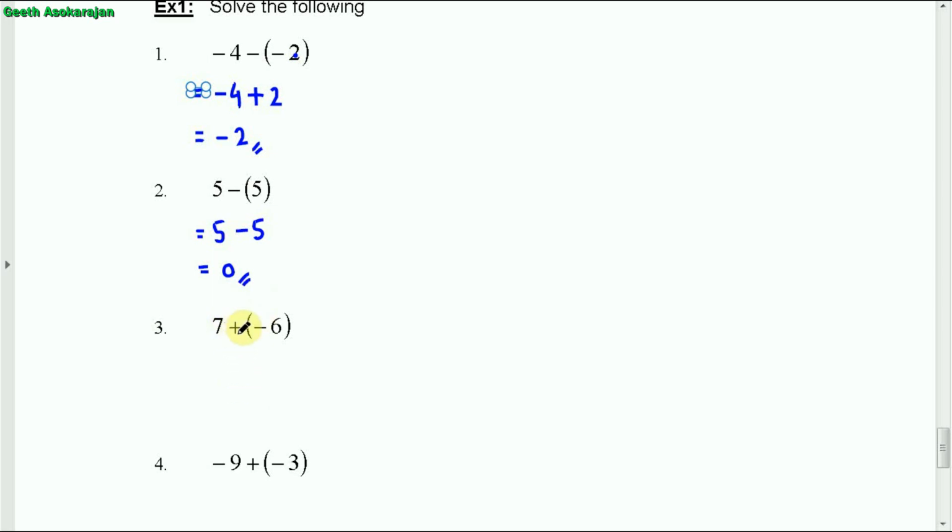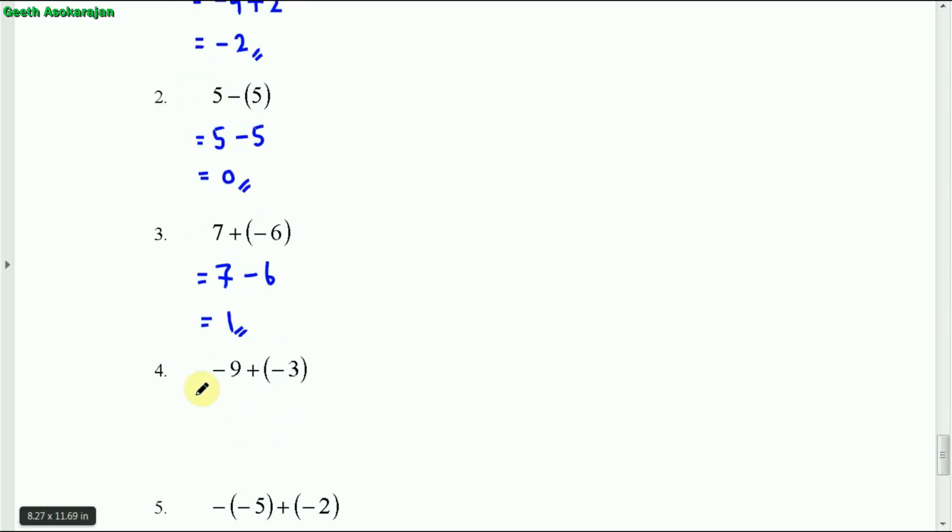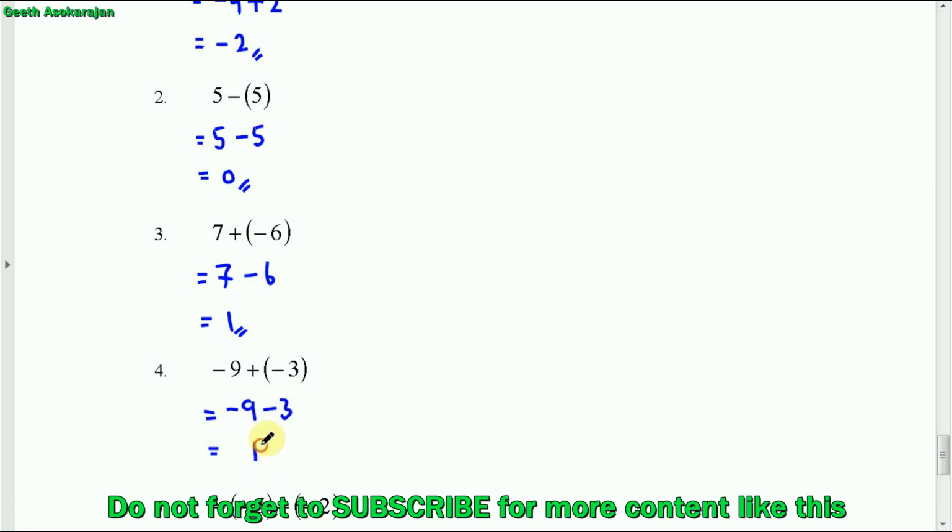Number 3. 7 plus minus 6. So that's the same as 7. Plus times minus is minus. So minus 6. 7 minus 6, 1. So number 4. Minus 9 plus minus 3. So I have minus 9. Plus times minus is a minus. So minus 3. Two numbers of the same sign, minus. So let's add. 9 plus 3 is 12, and the common sign minus, so minus 12.